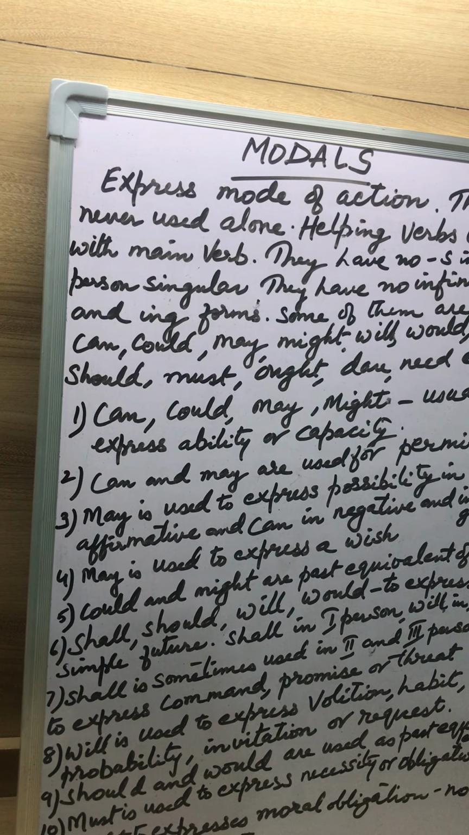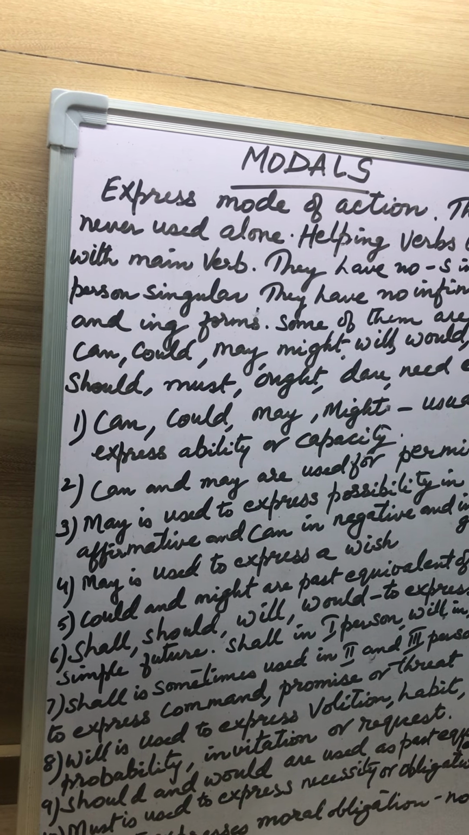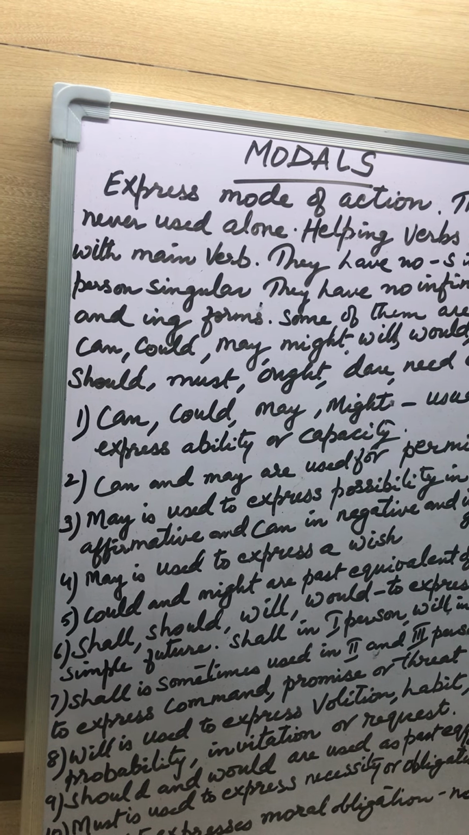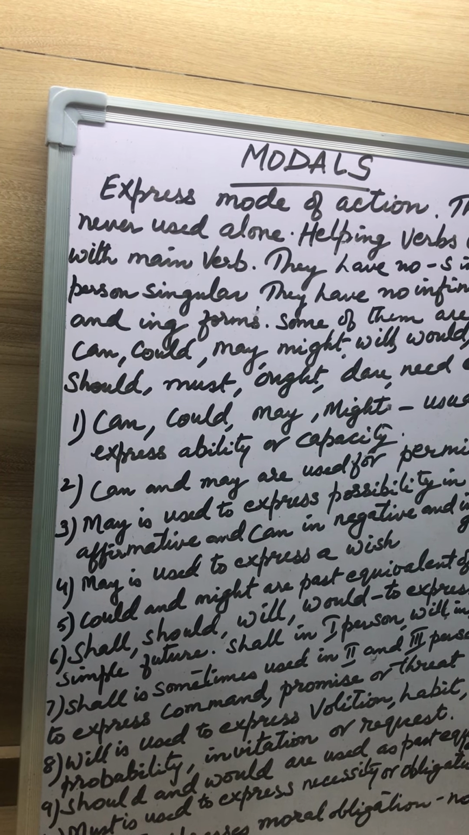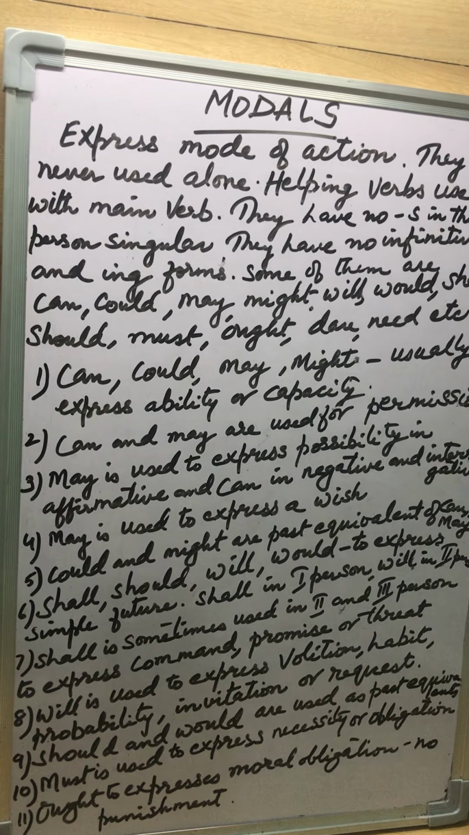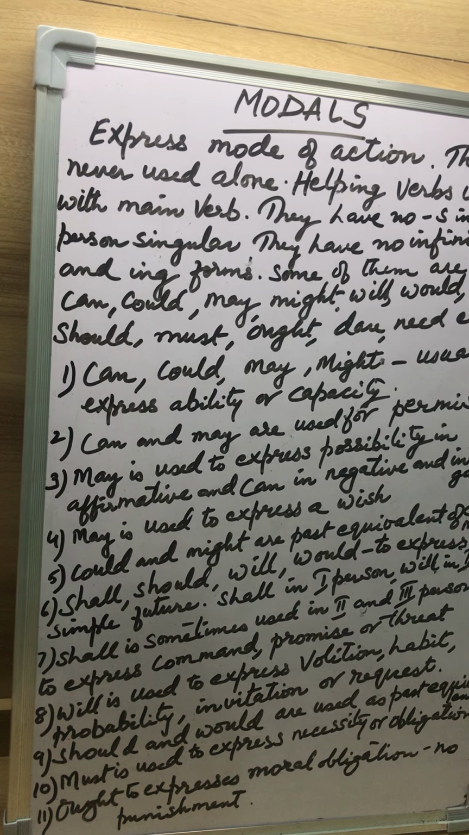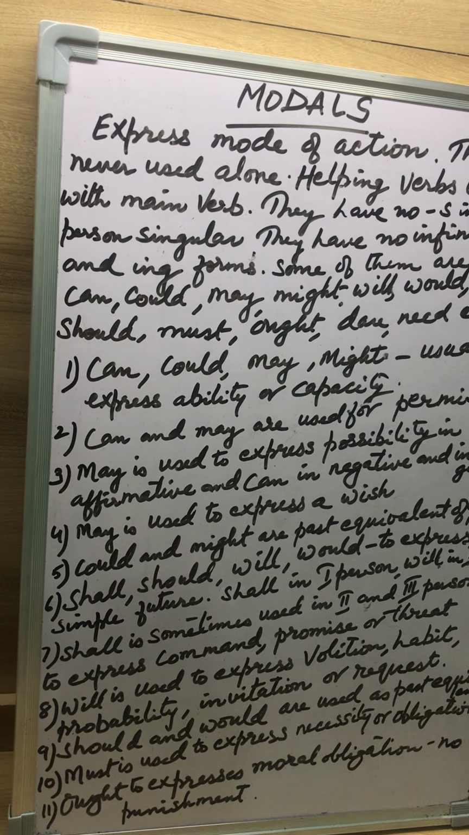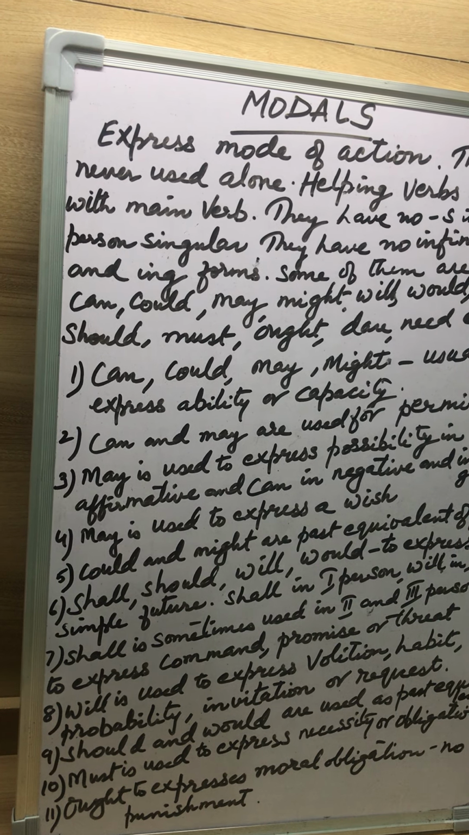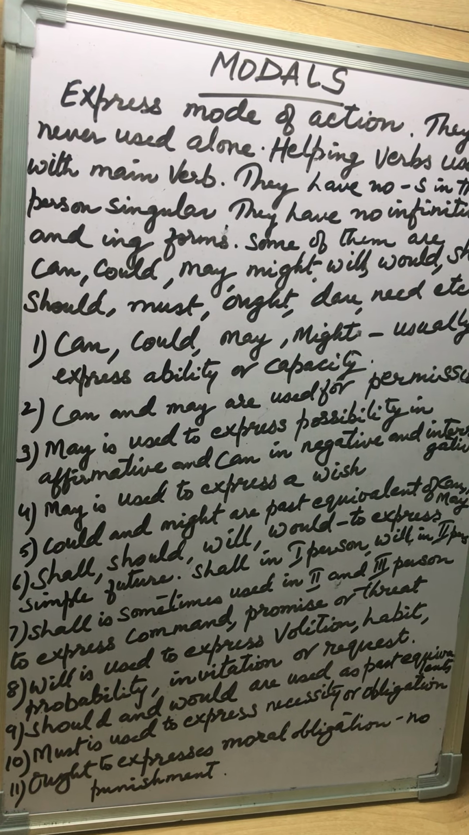May is also used, but it expresses possibility in affirmative sentences. As for example, it may rain today. He may be at home. Can this be true? It cannot be true. So can is used in interrogative and negative sentences.